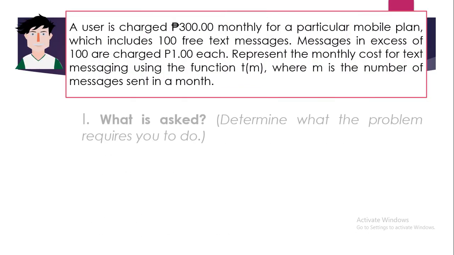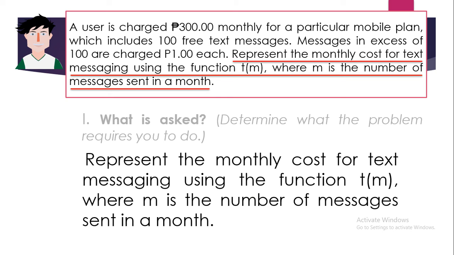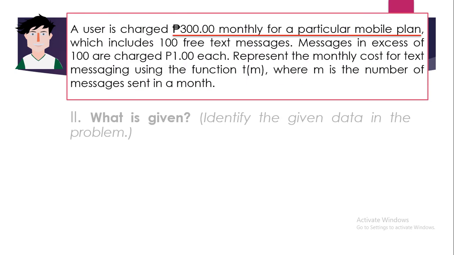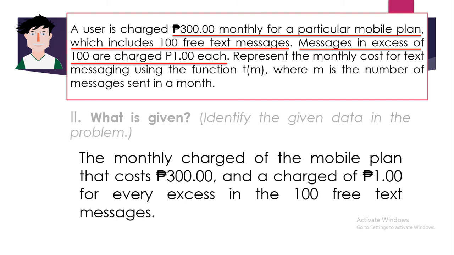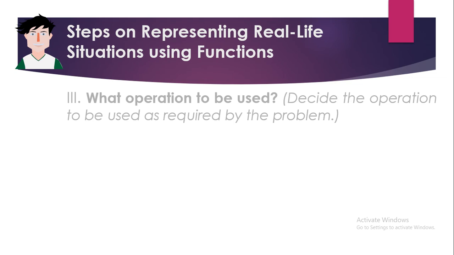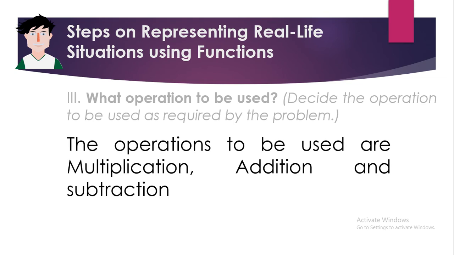So the first step, what is asked? Determine what the problem requires you to do, which is to represent the monthly cost for text messaging using the function T of M, where M is the number of messages sent in a month. Second, what is given? The given are the monthly charge of the mobile plan that costs 300 pesos and a charge of 1 peso for every message in excess of the 100 free text messages. Step number 3, what operation to be used? The operations to be used are multiplication, addition, and subtraction. The same as in problem number 2.